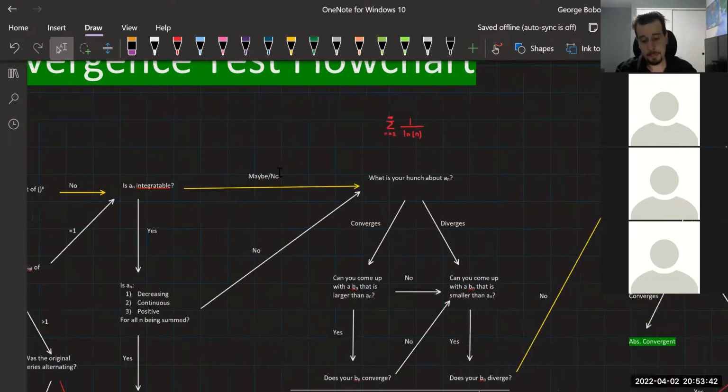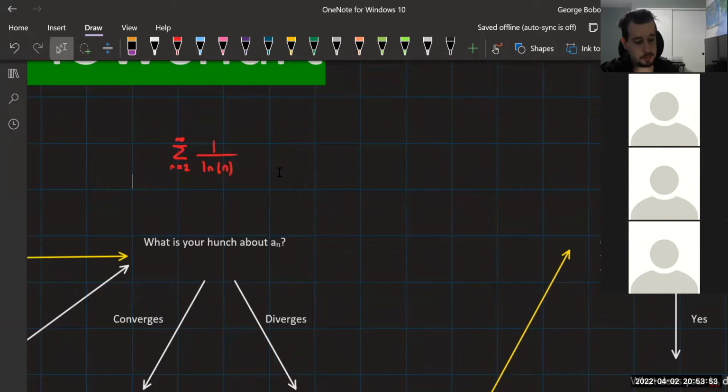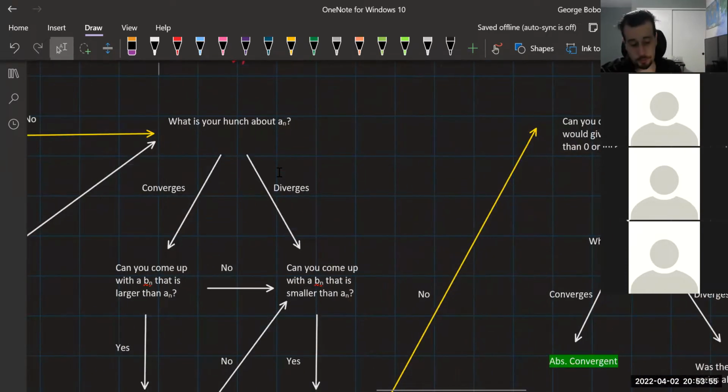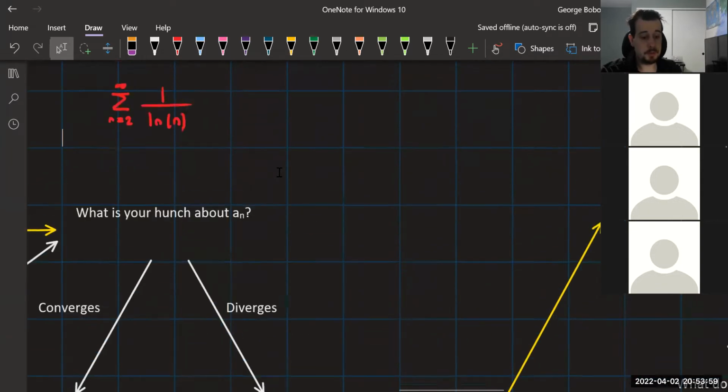Okay. So you'd say diverges, converges? So diverges. I'll follow you on that. Okay. And I'll say it also diverges. So what does it say to do here? Can you come up with another series that is smaller than this?